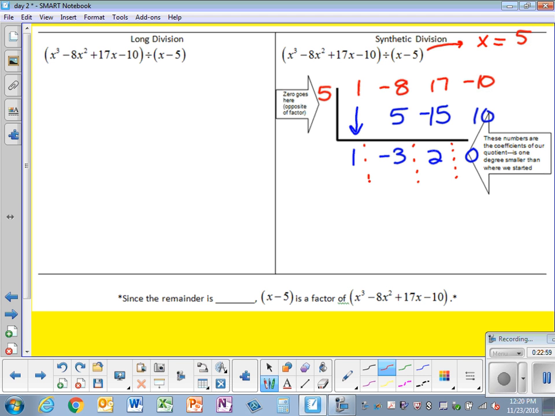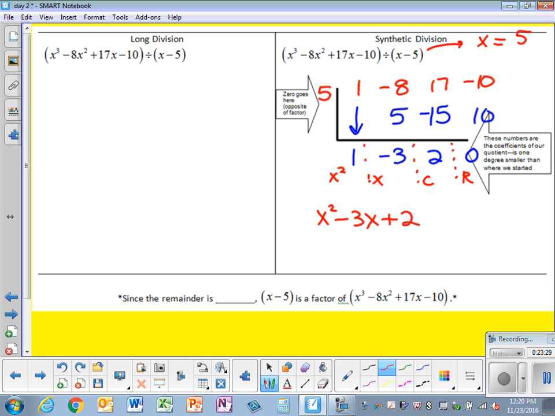Each one of these has a place, all right? The last one is always your remainder. The one next to it is just your number, your constant. And after that is x, and after that would be x squared. If you had another one, it would be x to the third, okay? And so on. So this means that you have 1x squared, or just x squared, minus 3x, plus 2.